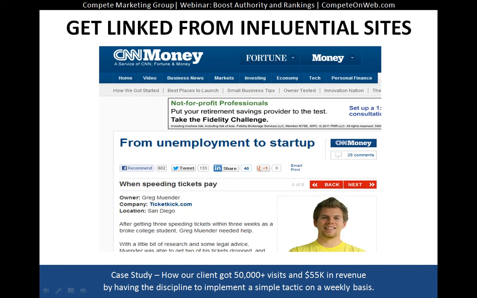In our client's example, they responded. It only took a few minutes to do. And after a little bit of back and forth communication, they got published on CNN Money, which you can see here on the screen. It was a huge opportunity with just a little bit of time spent and $0 in cost to actually make this happen. And the results were huge.